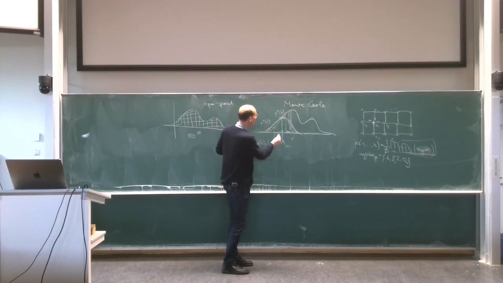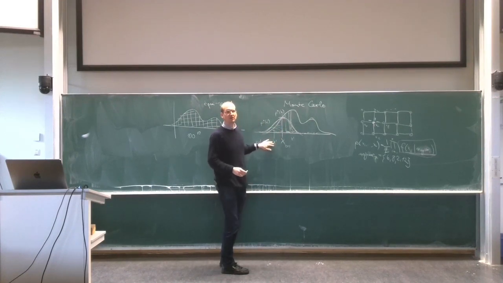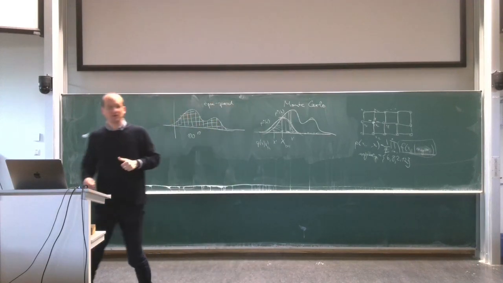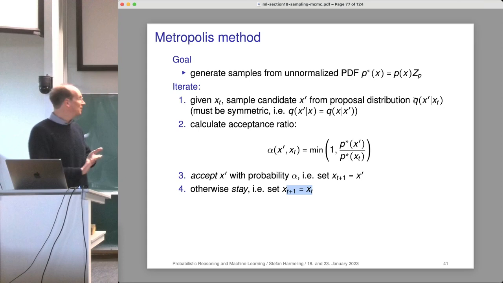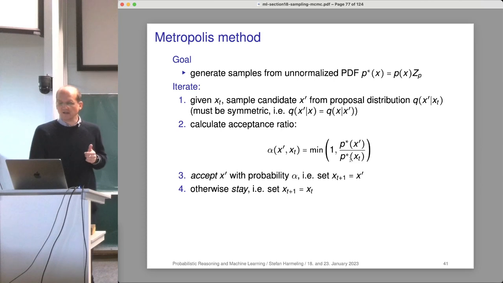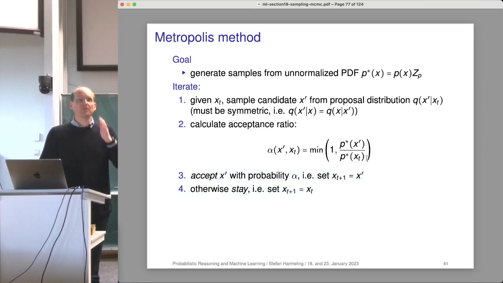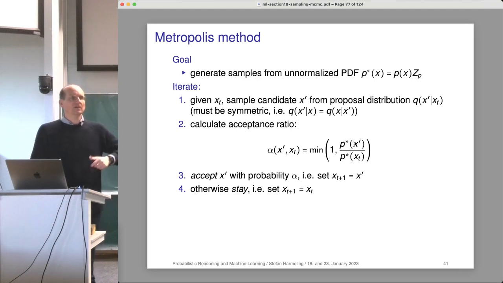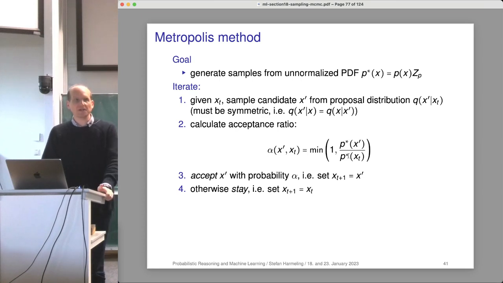However, I also need samples, of course, from this area down here. So sometimes I should accept also the bad samples. So I flip a coin, whether I do it or not. But what is the probability with which I should accept it? That is calculated using the so-called acceptance ratio. I basically compare the p star of the new sample, the candidate, divided by the p star of the point where I am. Now suppose my x prime has a smaller p star value. In that case, I have a small number divided by a larger number, so I'm getting something smaller than 1.